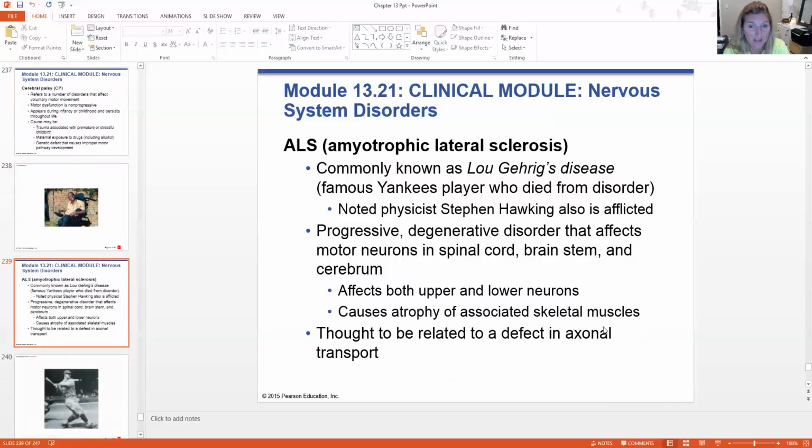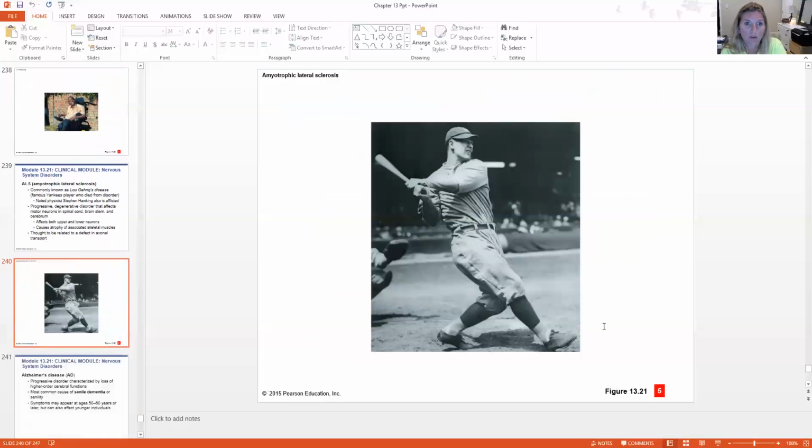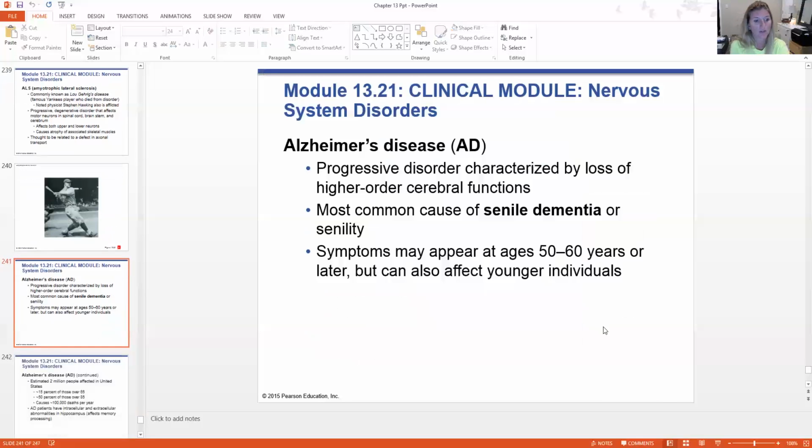There's also ALS, or Lou Gehrig's disease, amyotrophic lateral sclerosis. Stephen Hawking also has it. It's a progressive degenerative disorder. It affects the motor neurons of your brainstem and cerebrum, upper and lower neurons, causes atrophy of your skeletal muscles because those motor neurons are not stimulating the skeletal muscles, and it's thought to be related to a defect in axonal transport. There's Lou Gehrig.